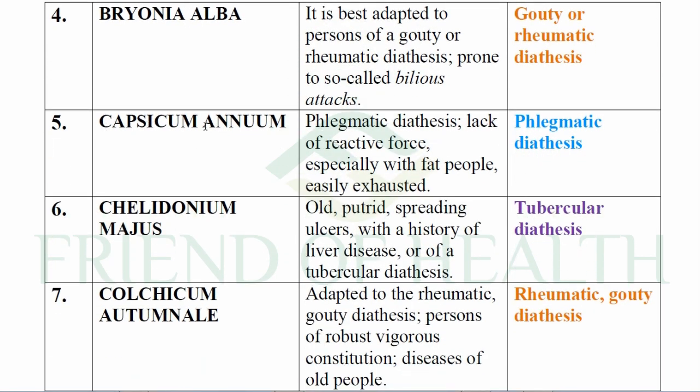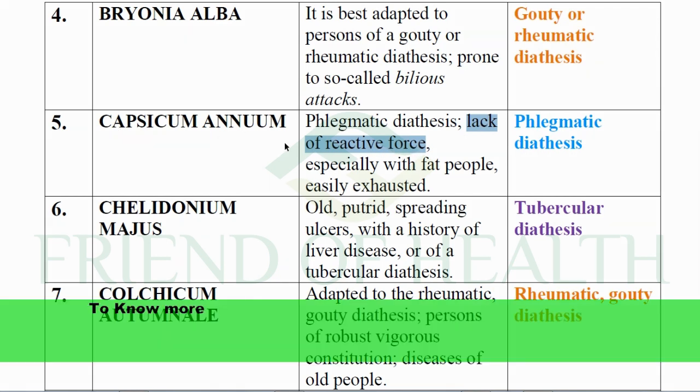Next is Capsicum annum. Capsicum annum, phlegmatic diathesis. Very interesting, only one remedy. Phlegmatic diathesis, lack of reactive force, especially with fat people, easily exhausted. If a question comes and Capsicum annum is there, go for it. This can be a potential question. Phlegmatic diathesis itself is a question. So lack of reactive force. Don't forget this keyword of Capsicum annum.